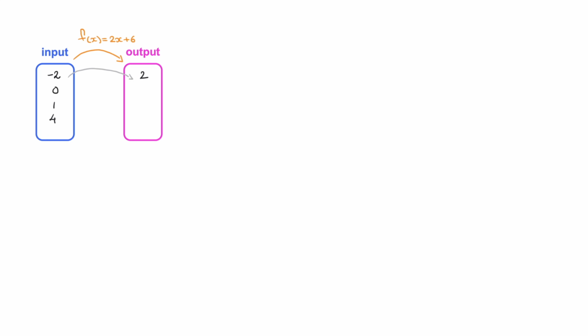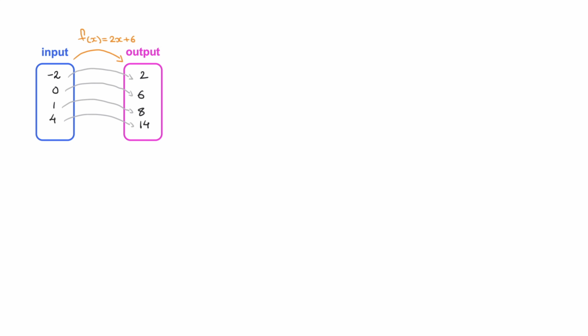And as we already know, to obtain the set of output values, all we need to do is replace the x we see inside f of x by each of these input values. And by all means check, but for the input value 0, we'd get the output 6. For the input value 1, we'd get the output 8. And for the input value 4, we'd get the output value 14.